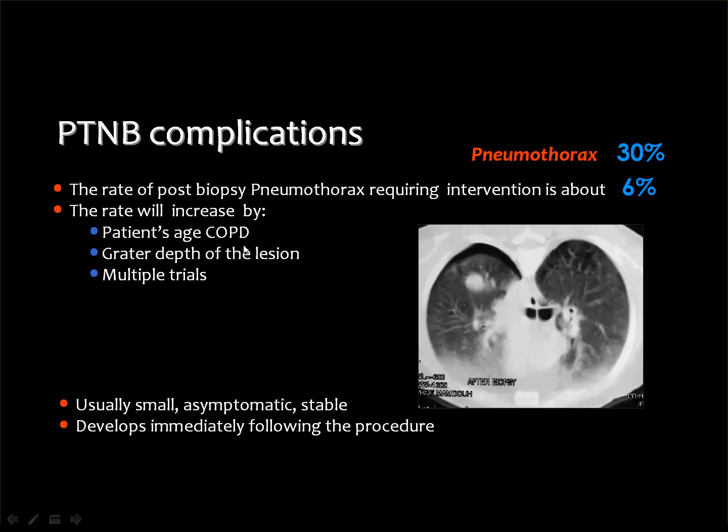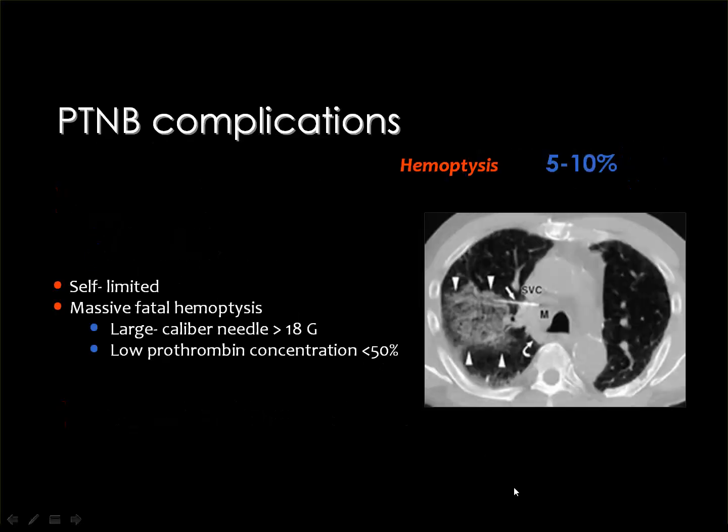And CT-guided needle biopsy is not without complications, and many times you can see some degree of pneumothorax in about 30% of the cases, but this is a limited pneumothorax and resolves spontaneously. And sometimes you get a rapidly accumulating pneumothorax in about 6% of the cases, especially if the patient has chronic obstructive pulmonary airway disease, or the lesion is deep in the lung, or you perform multiple trials to reach the site of the lesion.